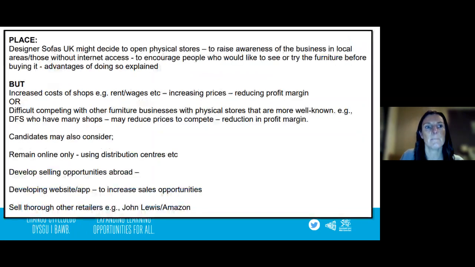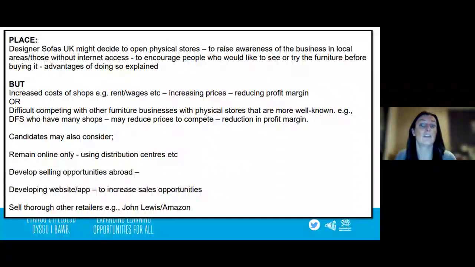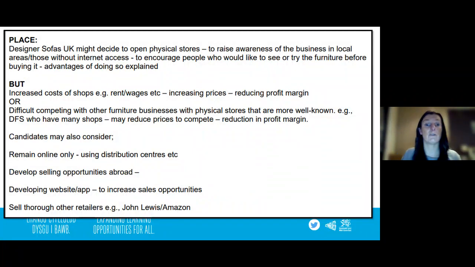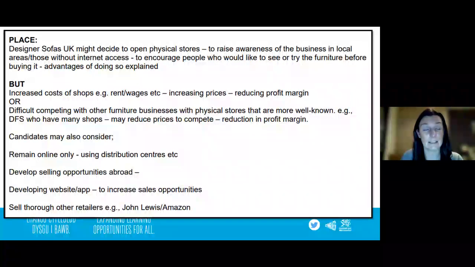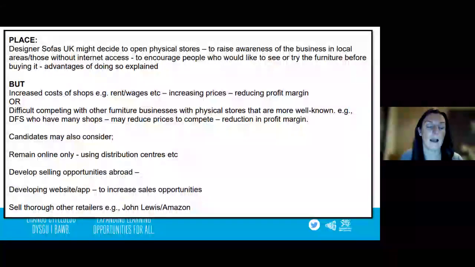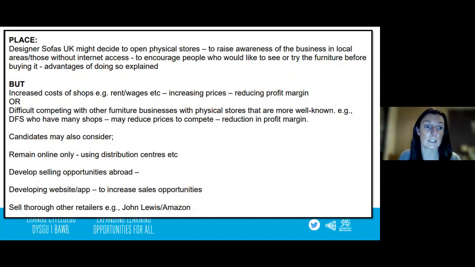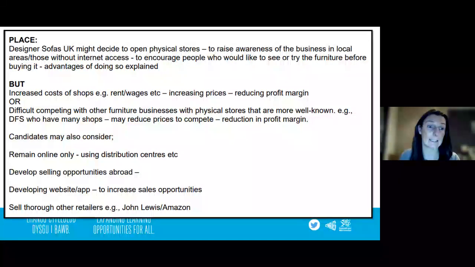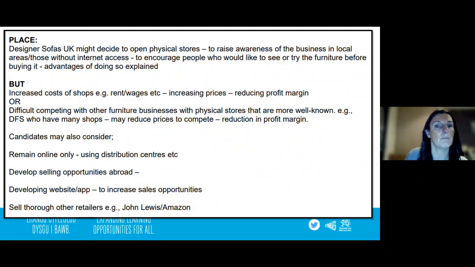You're looking at the place and product aspects of the marketing mix. So Designer Sofas UK might decide to open physical stores to raise awareness of the business in local areas, to encourage people who like to see and try the furniture before buying it. You could have also gone on about the fact that sofas are very expensive items. For people to trust the internet to buy a sofa for £2,000, that's a lot of money without actually seeing if it's comfortable, if it fits their home, if they feel it is good quality. So opening physical stores might be a way to go.